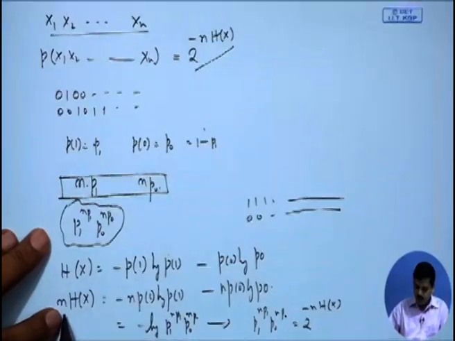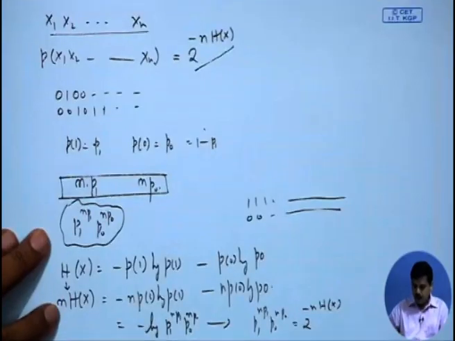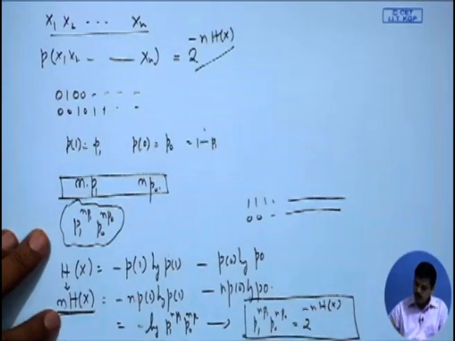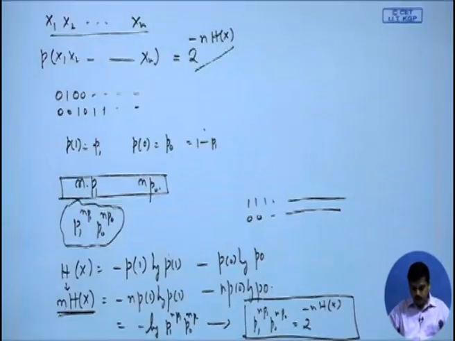I started with hx. If I take n such symbols, what I get is n times hx, and the right hand side is straightforward. So what we get is that the probability of that sequence is indeed 2 to the power of minus nhx. One needs to spend a little bit of time trying to capture what it is talking about.